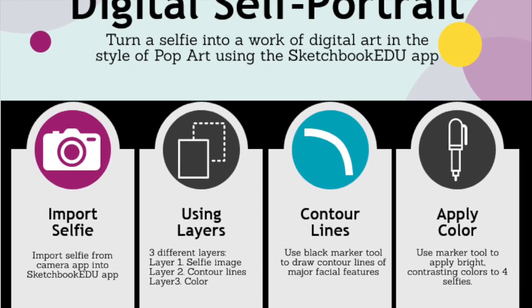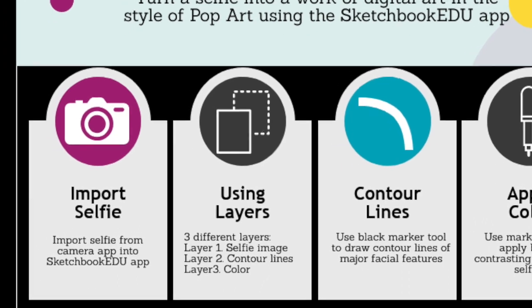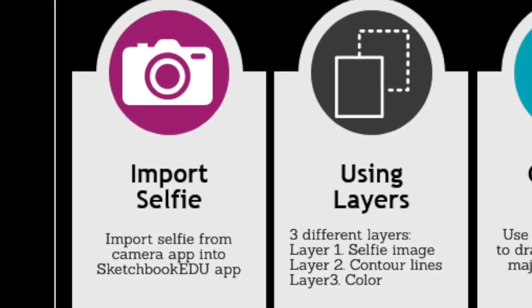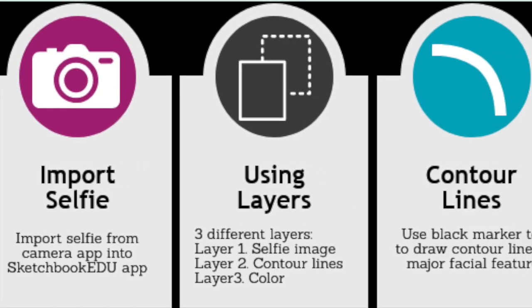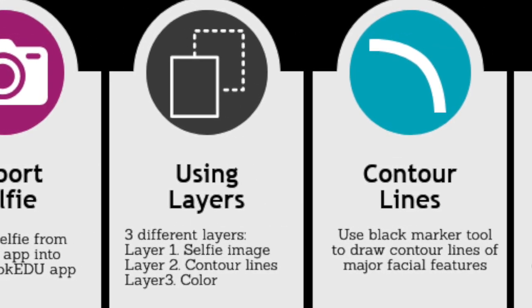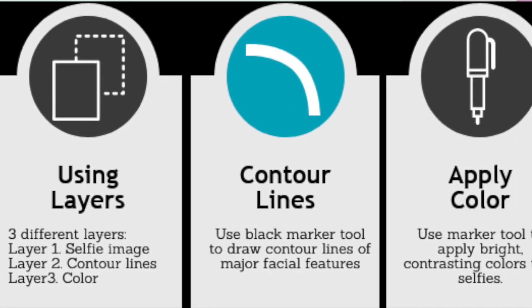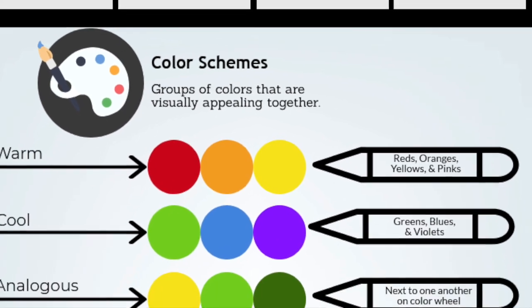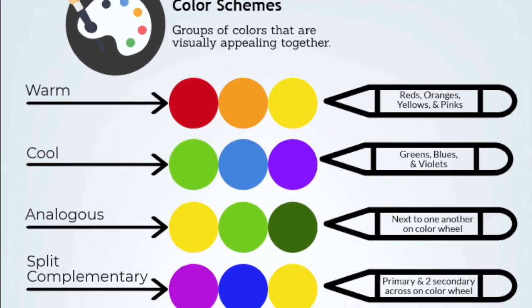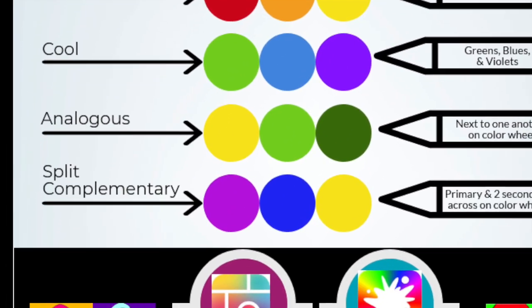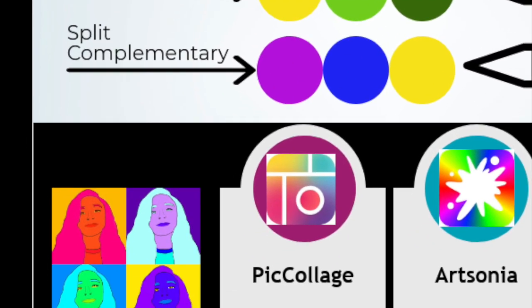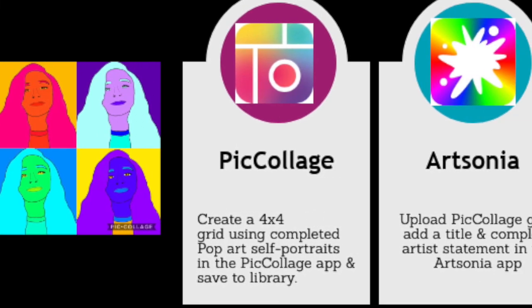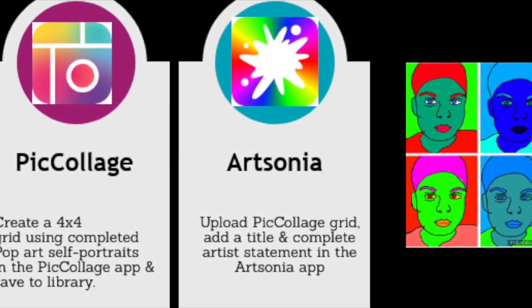This digital self-portrait art project was broken down into 6 major steps. Step 1, take a selfie using the camera app. Step 2, using the layers appropriately in the SketchbookEDU app. Step 3, drawing only the contour lines of major facial features. Step 4, applying bright contrasting colors to 4 self-portraits. Step 5, create a 4x4 grid using your completed pop art self-portraits in the Pic Collage app. And step 6 is to submit your Pic Collage grid through the Artsonia app.